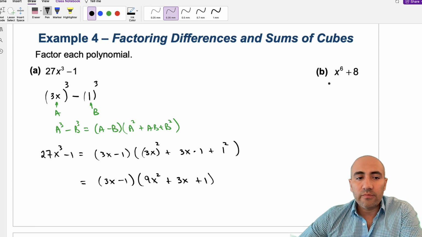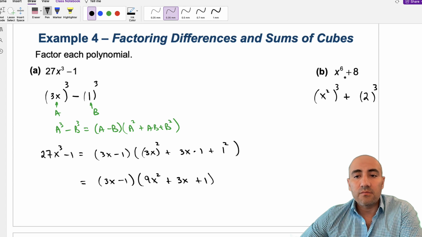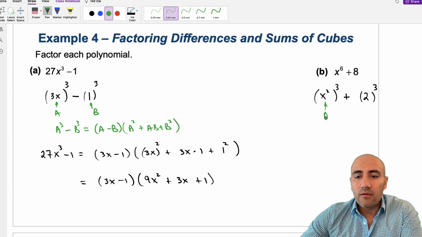Right, so this first term can be rewritten as (x squared) to the power of 3 plus this next term could be written as 2 to the power of 3. So it's the sum of cubes. That could be a little tricky to realize sometimes, so it takes a little bit of practice, but sometimes it's hard to identify these patterns. Okay, so it's just a sum of cubes. So that's where this is my A and this is my B.